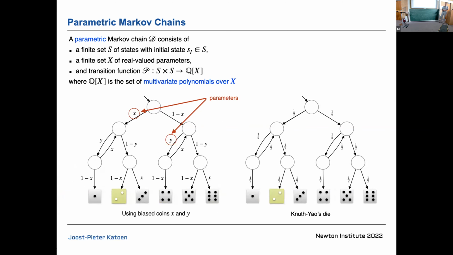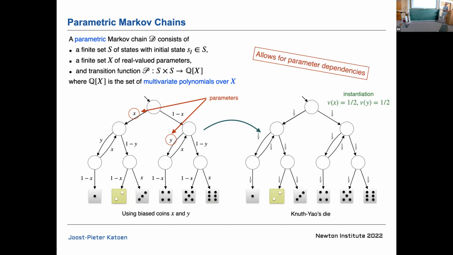How do I get a picture like this? Well, that's very simple, right? I just instantiate x with a certain value and y with a certain value. So that's my valuation v. And notice that this allows for parameter dependencies. You see this x occurring here, but it also occurs there. If you now would like to, for instance, maximize the probability to go here, it might be good to have a high value of x here. Well, suppose that we have to go to 2 and maybe a low value there. So you get dependencies. You get trade-offs.